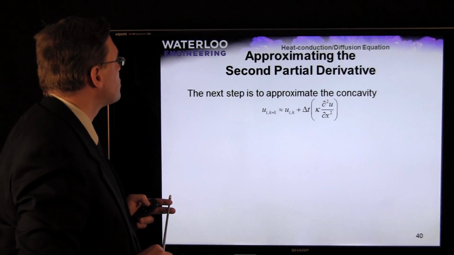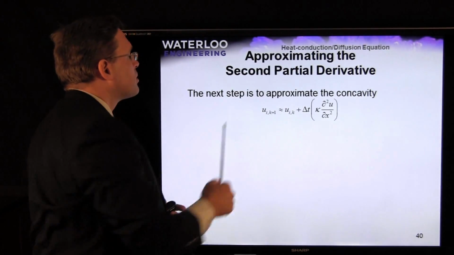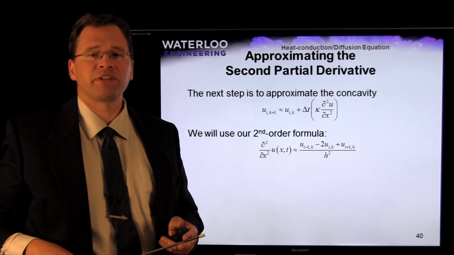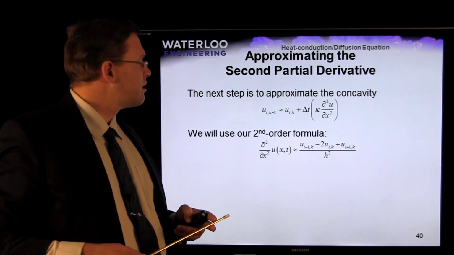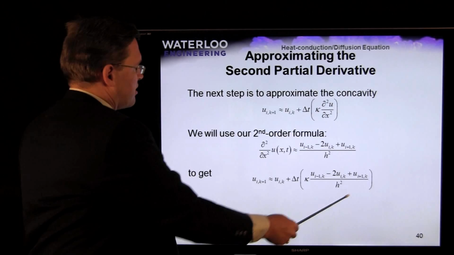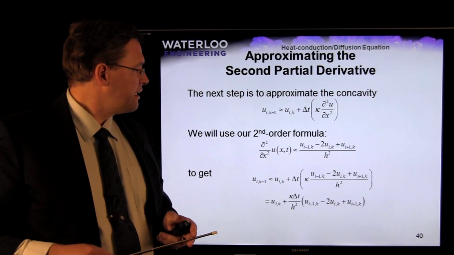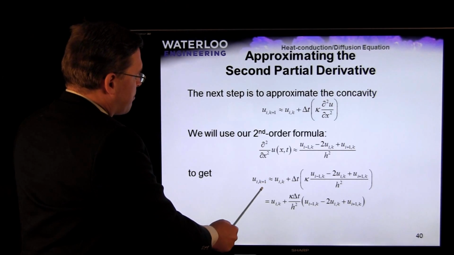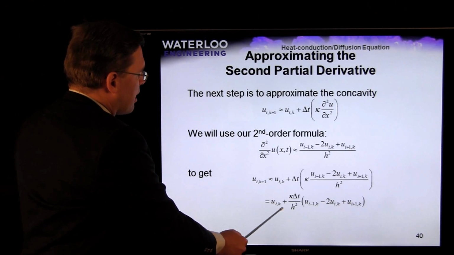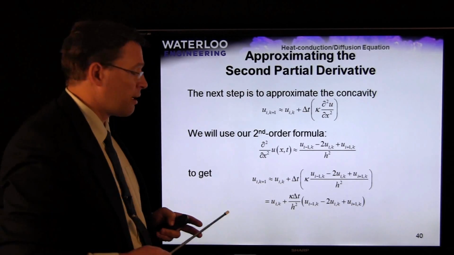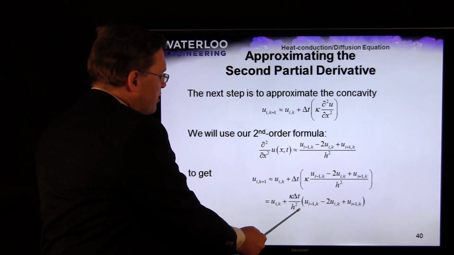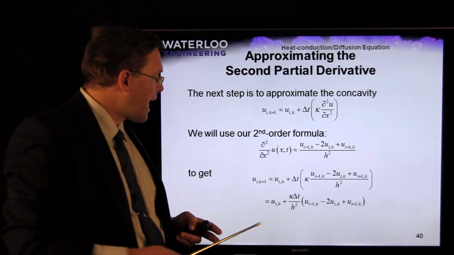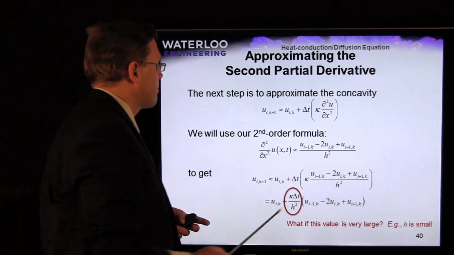Now, the next step is to approximate the concavity. Well, let's just substitute the same formula. We're going to use the finite second order centered divided difference formula to approximate the derivative. Substituting that in gives us this equation. Let's collect kappa, delta t, and h. And so we get that our approximation at the next point in time is our approximation at the point in time k plus this coefficient with this difference of values at time t sub k.